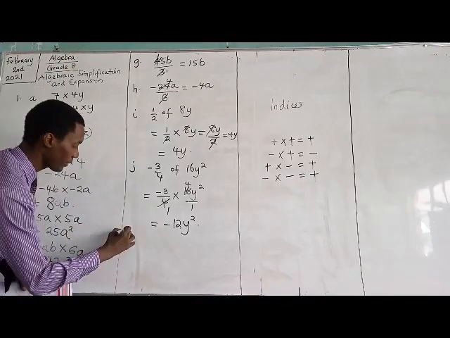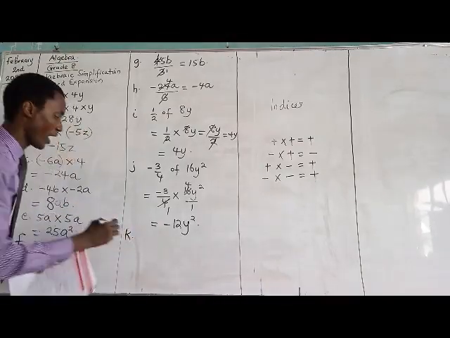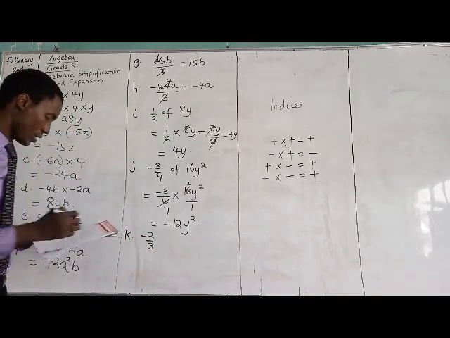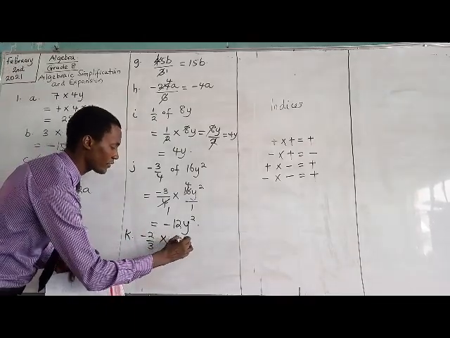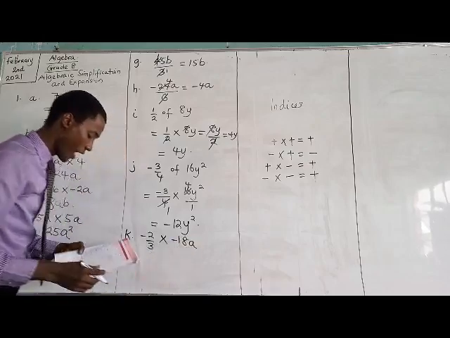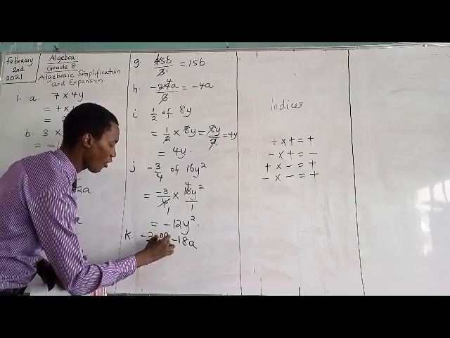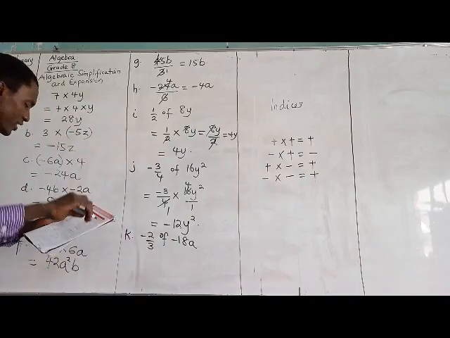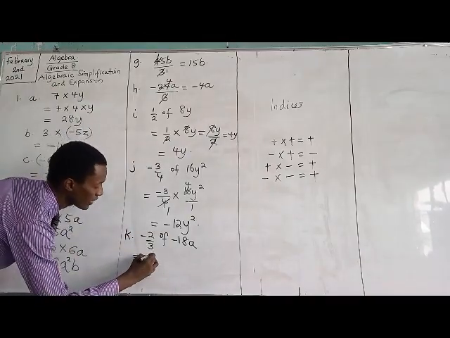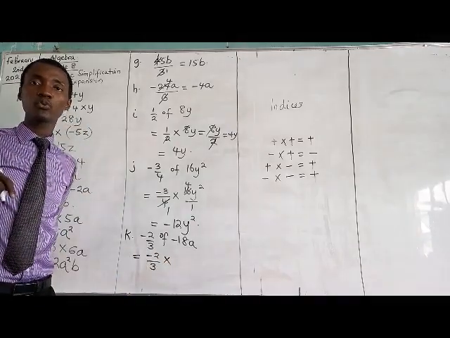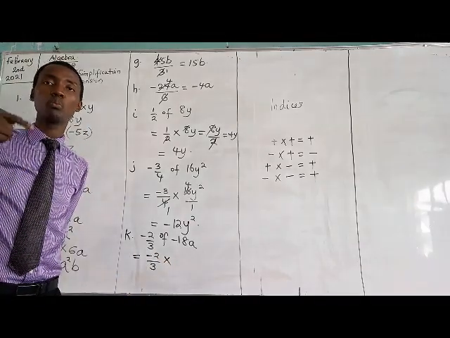So we'll come to K. And in K, we're going to have negative 2 over 3 multiplying negative 18a. Now, the first thing, okay, let's start with the question. It says "of". So the next thing you want to do is to take this out. "Of" will usually mean what? To multiply.